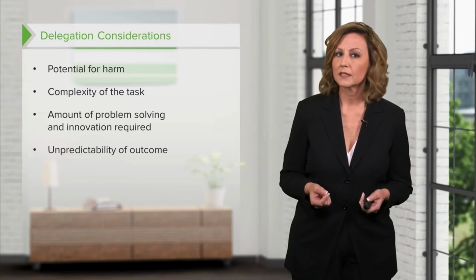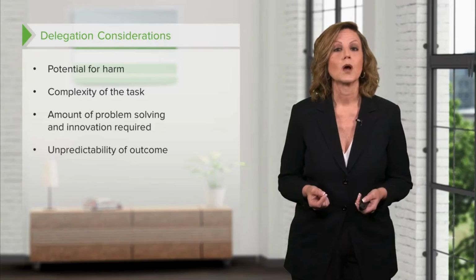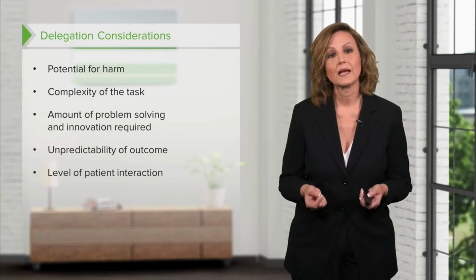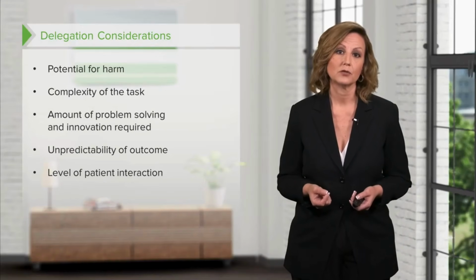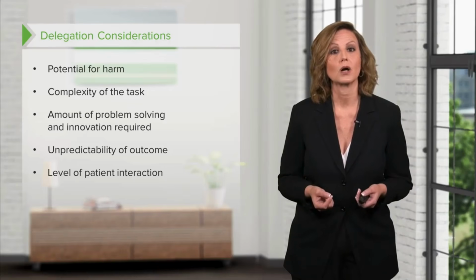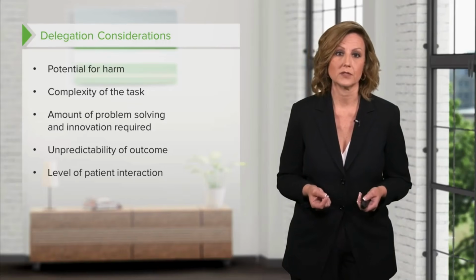What is the predictability of the outcome? For example, are you going to delegate a task such as medication to an unstable patient, where you don't know what the outcome may be for that particular client? Or are you delegating a skill such as a bed bath to a stable client? And then, what is the level of patient interaction needed for the skill or the task that you are transferring or delegating to the other individual?